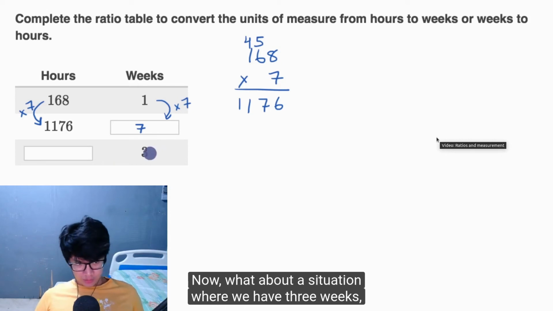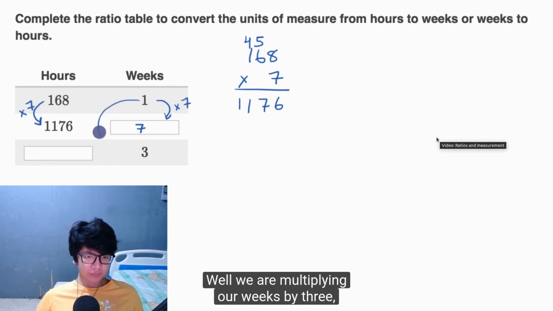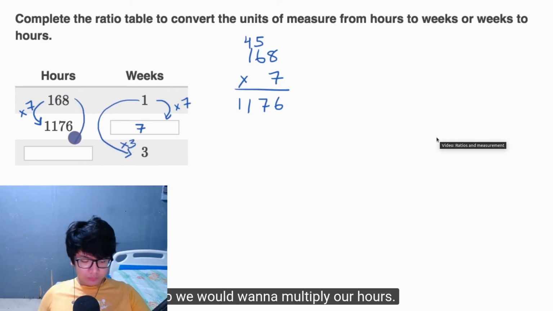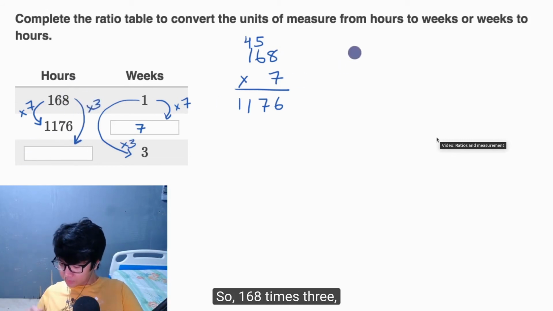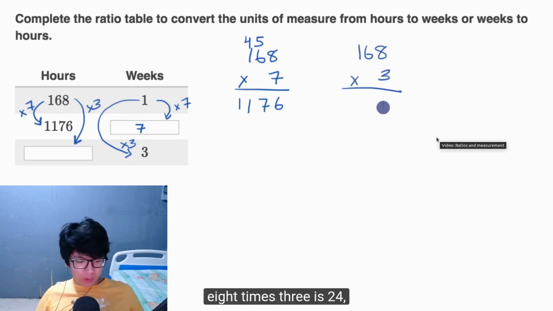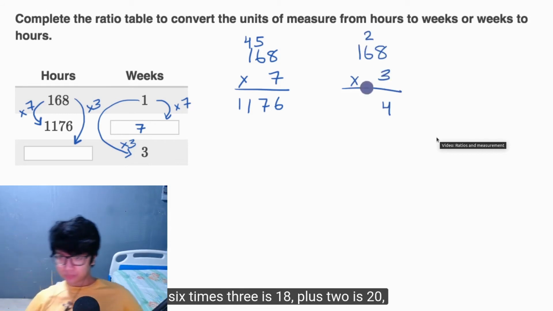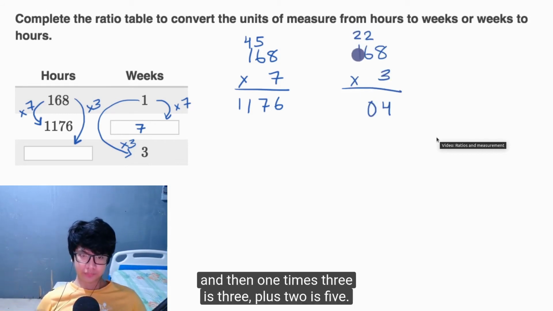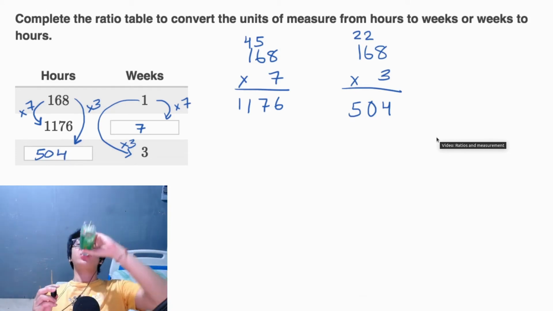Now what about a situation where we have 3 weeks? How many hours is that going to be? Well, we are multiplying our weeks by 3. So we would want to multiply our hours times 3. So 168 times 3. 8 times 3 is 24. 6 times 3 is 18, plus 2 is 20. And then 1 times 3 is 3, plus 2 is 5. So that would be 504 hours.